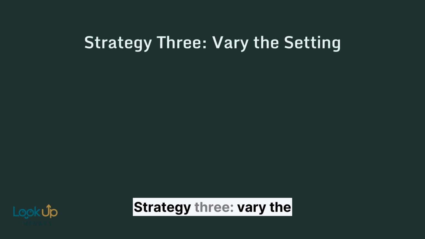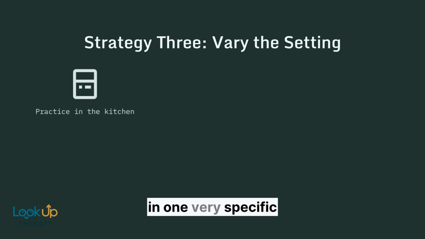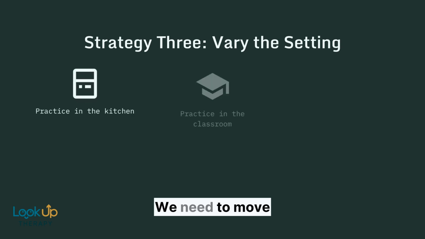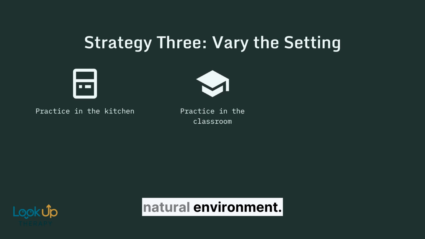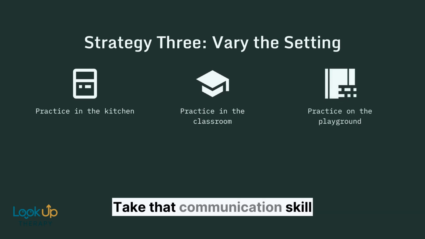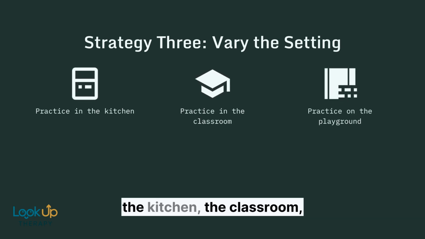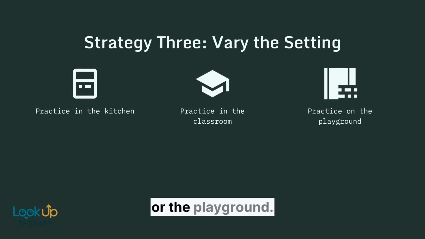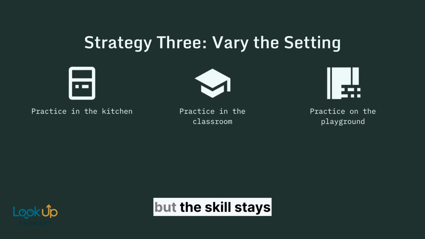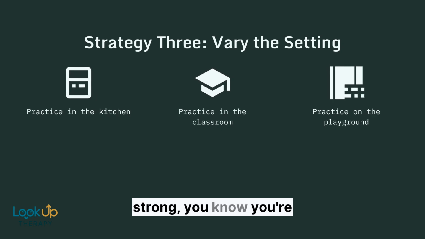Strategy 3. Vary the setting. A skill practiced only at the therapy table is only being tested in one very specific context. We need to move the teaching into the natural environment. Take that communication skill from the table to the kitchen, the classroom, or the playground. When the setting changes but the skill stays strong, you know you're seeing true generalization.